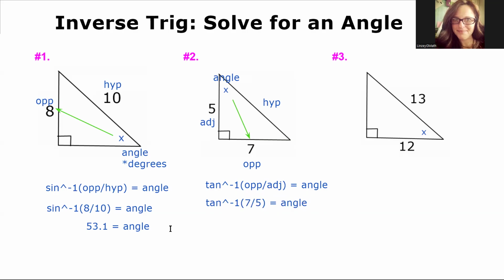And we'll put that in the calculator, inverse tangent of 7 over 5. We get about 54.5 degrees.